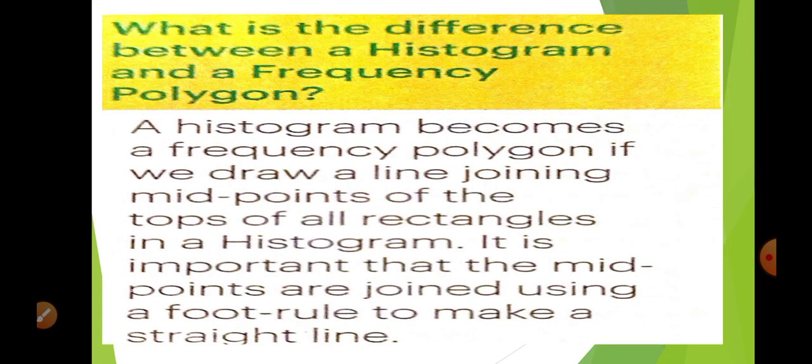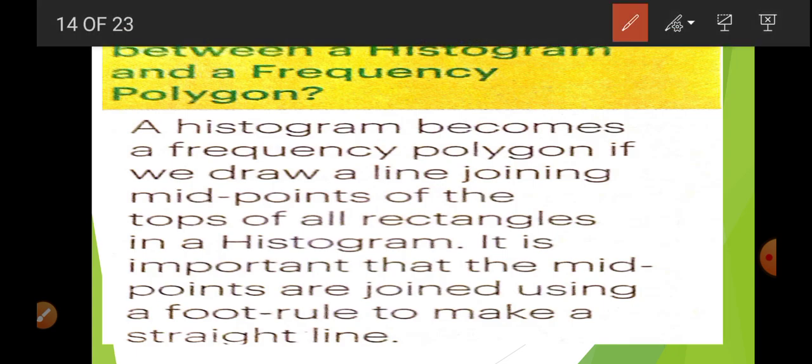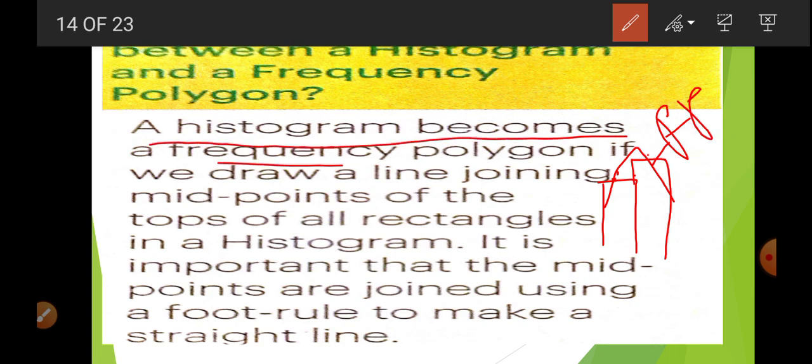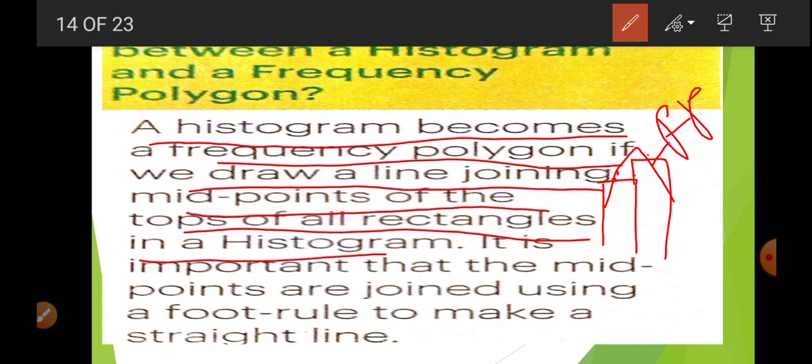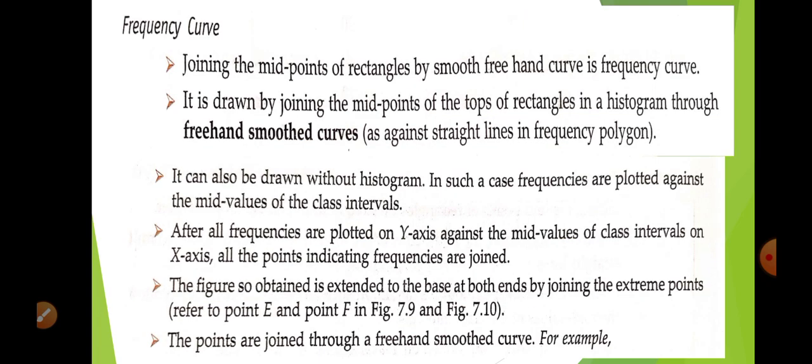Now, what is the difference between a histogram and a frequency polygon? There is just a simple difference: in a histogram we just draw rectangles, and when we want to make a frequency polygon, we just mark the mid points and then draw lines joining all these midpoints, so we get the frequency polygon. So a histogram becomes a frequency polygon if we draw a line joining the midpoints of the tops of all the rectangles.